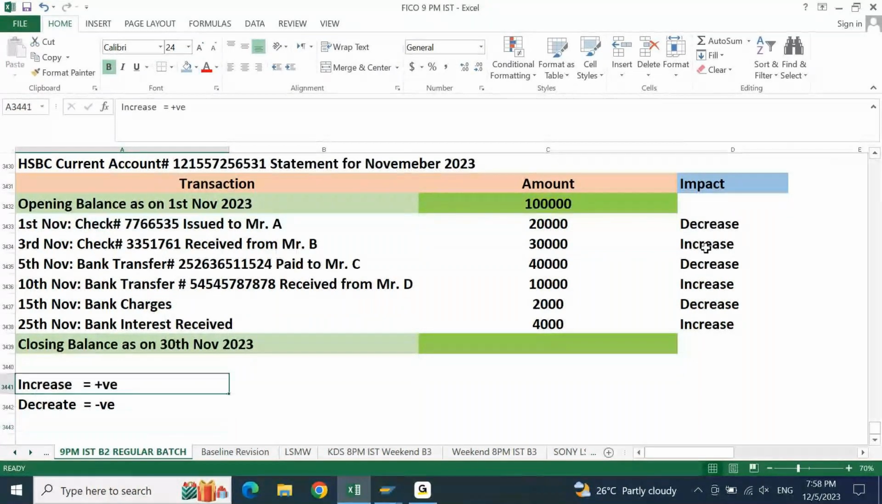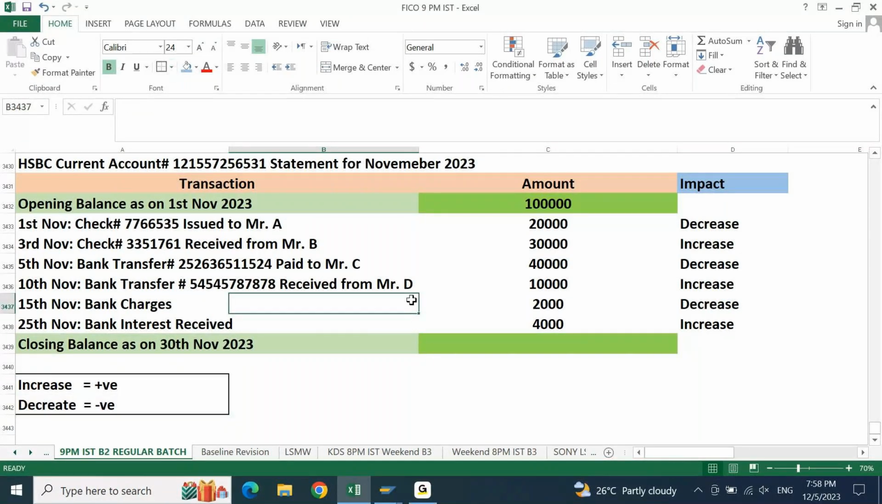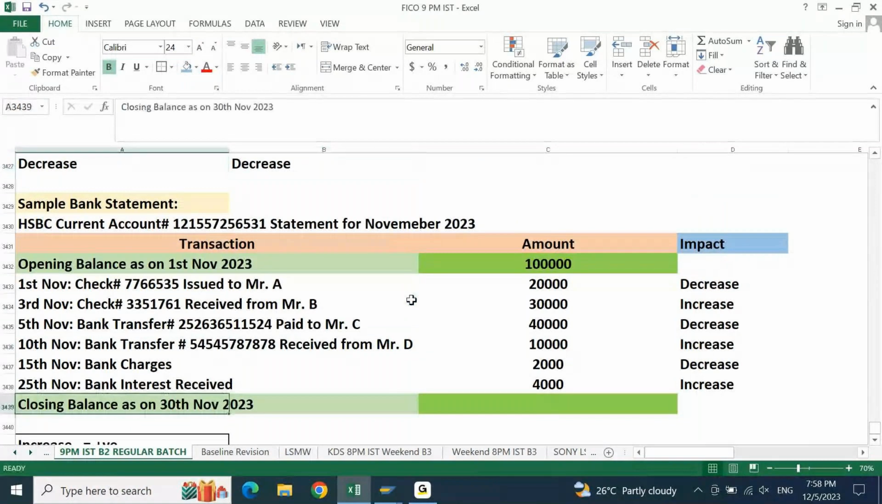So when you're talking about an increase, you're talking about a positive number. When you're talking about a decrease, you're talking about a negative number. Now, based on this logic, we can easily put plus minus signs for all of this.